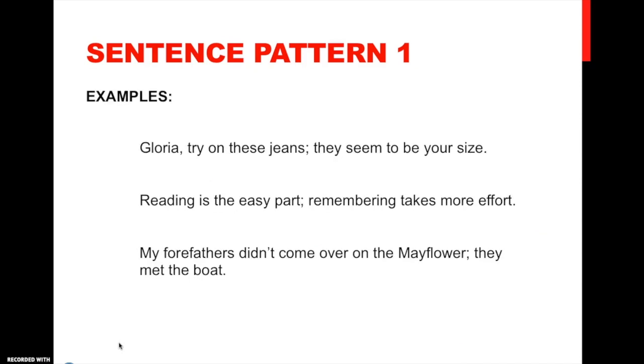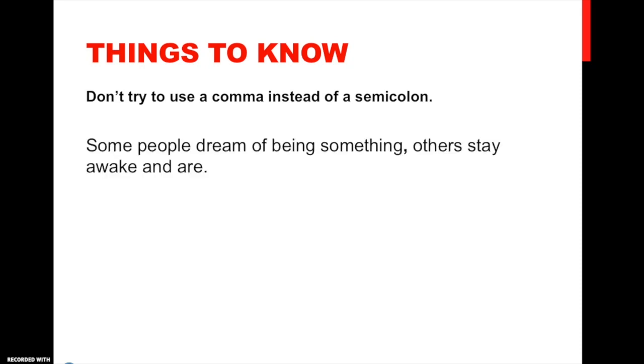Here are some more examples of this sentence pattern. There are two really important things to remember when attempting to use this sentence pattern. First, it's important to know that you cannot use a comma in place of the semicolon. Using a comma to separate two independent clauses forms what is called a comma splice.